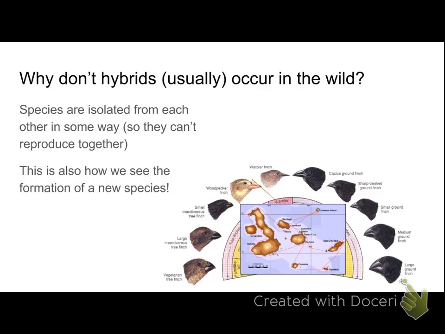Well, species tend to be separated from one another in a couple different ways, which means that different species don't end up interbreeding. This is also how we start to see new species form, and this image is the Galapagos Islands, which is where Darwin did a lot of his work.